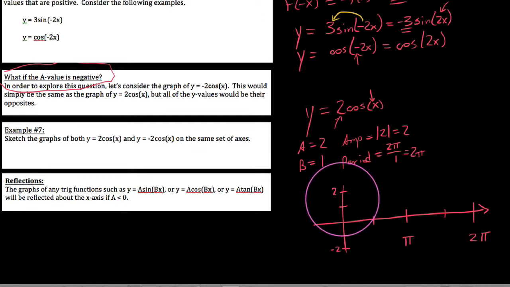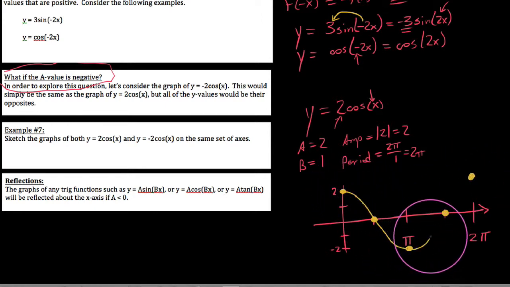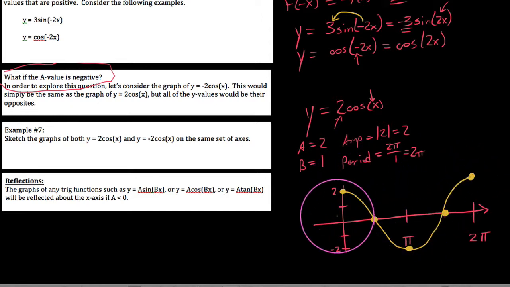Recall that the normal cosine graph starts up at its maximum, a fourth of the way through its cycle goes down to ground level, halfway through its cycle is down at its minimum, three-fourths of the way through its cycle is back up to ground level, and then all the way through its cycle it is back up to its maximum. So it's gone through one full period. Here's our normal cosine graph.